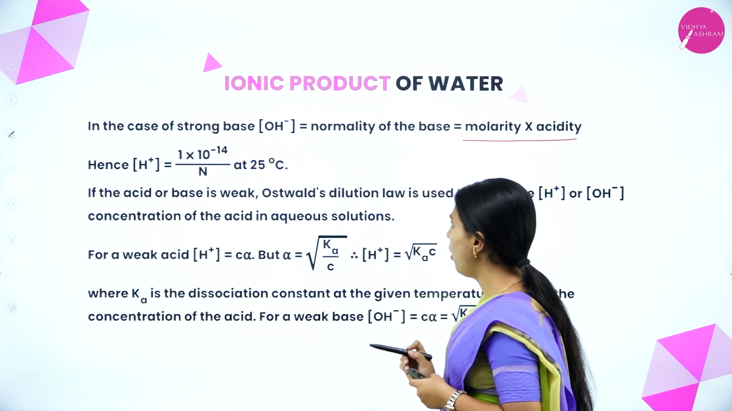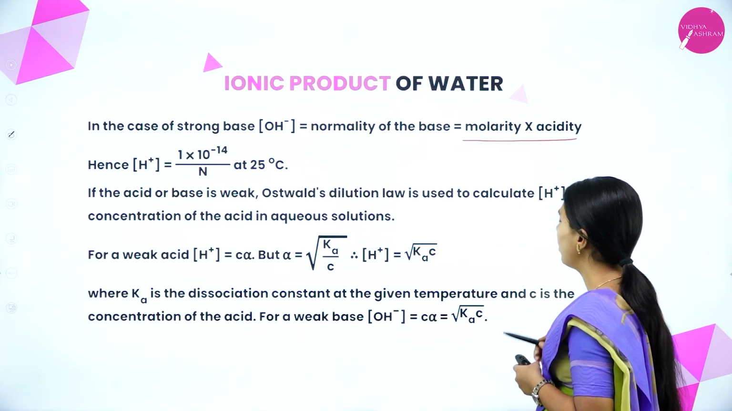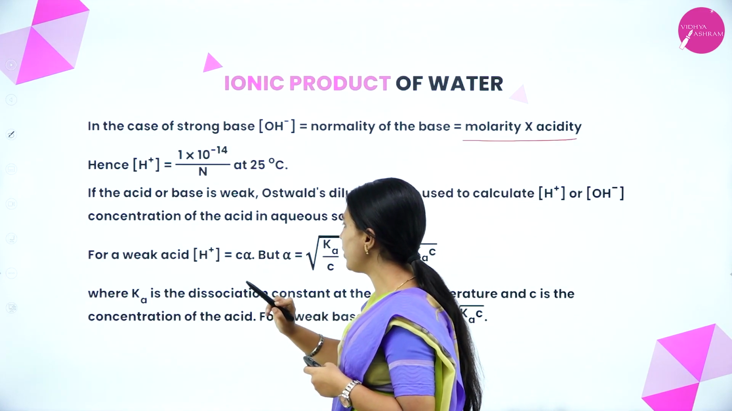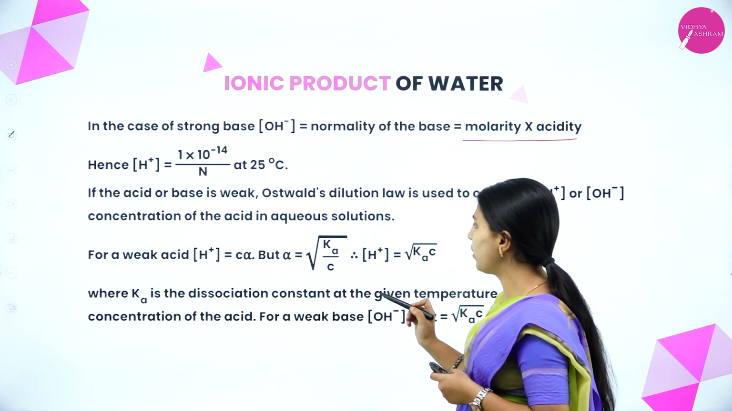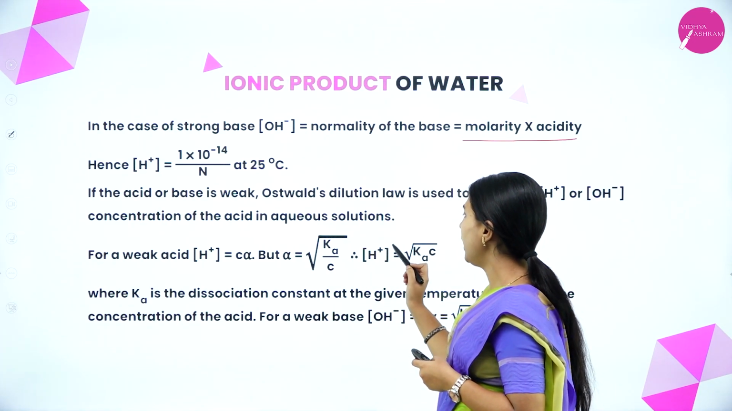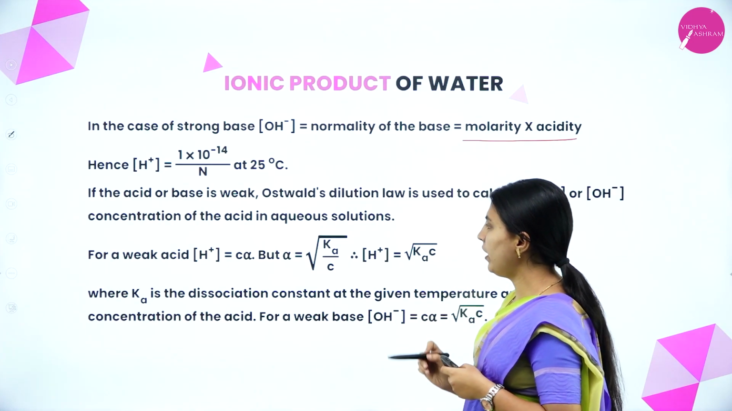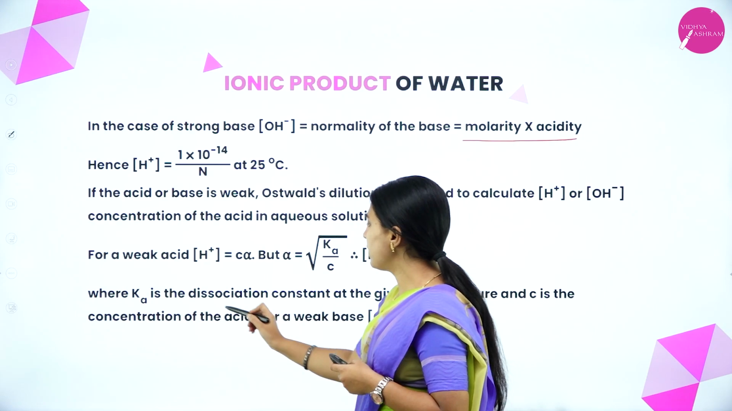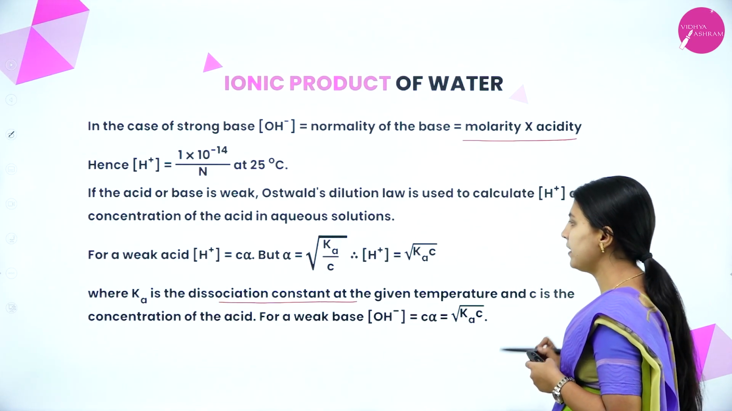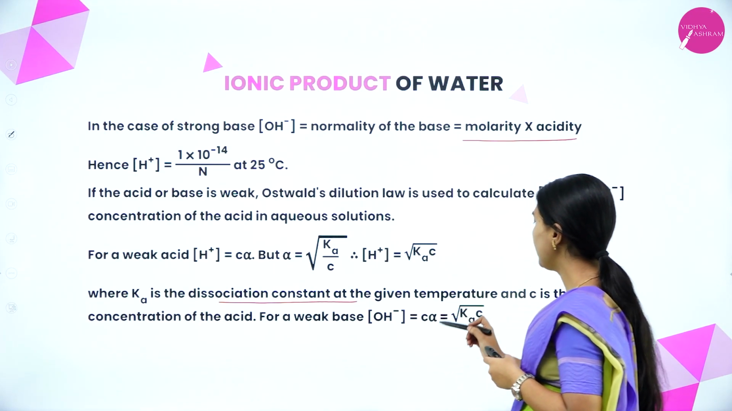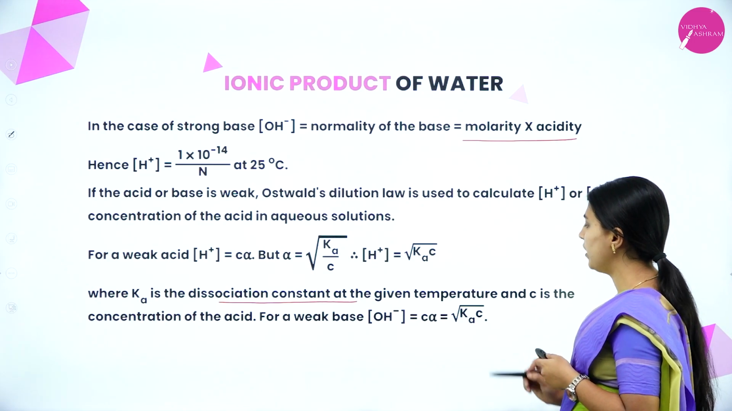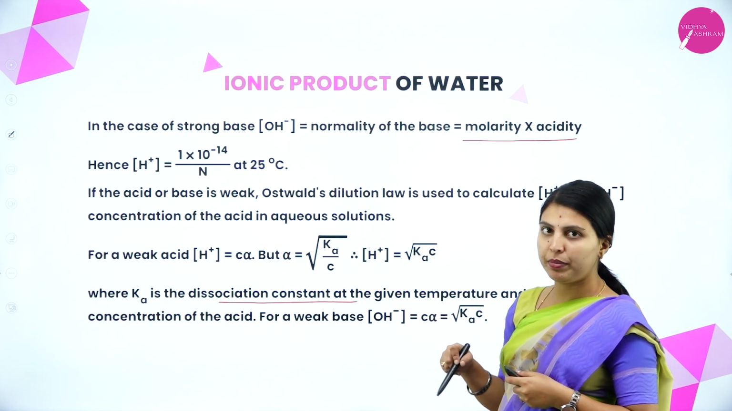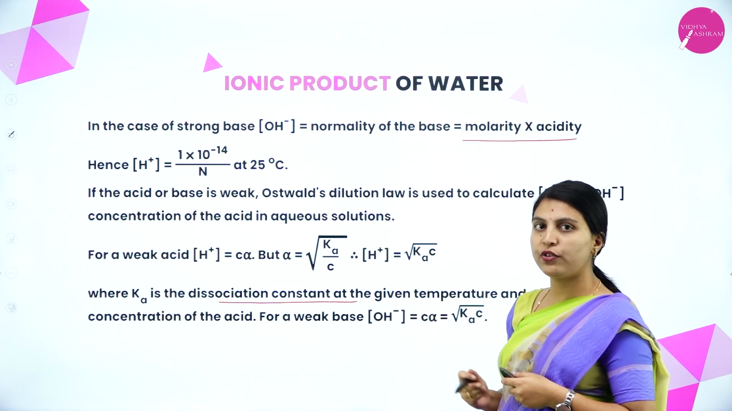If the acid or base is weak, Ostwald's dilution law is used to calculate H plus or OH minus, or the concentration of the acid in aqueous solution. For weak acid, concentration of H plus equals C alpha, but alpha is equal to root of Ka by C. Therefore, H plus equals root of KaC. This is Ostwald's dilution law, implemented in the above formula, where Ka is the dissociation constant at a given temperature and C is the concentration of the acid. For weak base, same here, OH minus equals C alpha, equal to root of Kb into C. This is how weak acids and weak bases are calculated using Ostwald's dilution law.